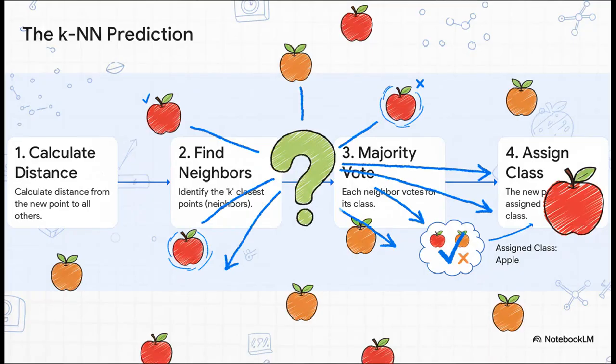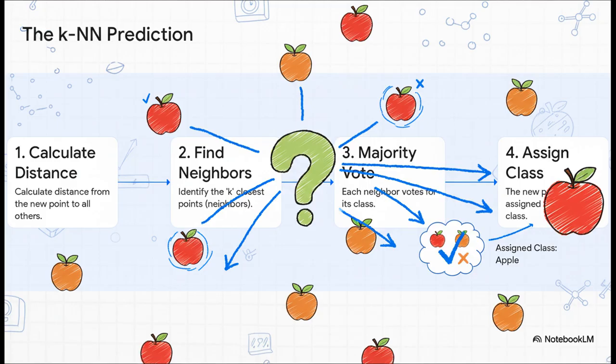This is where our lazy KNN algorithm finally wakes up and springs into action. First, it calculates the distance from our new fruit to all the others. Then, it finds its k closest buddies. In this case, we'll say k equals 3. And when it looks, its 3 nearest neighbors are 2 apples and 1 orange.